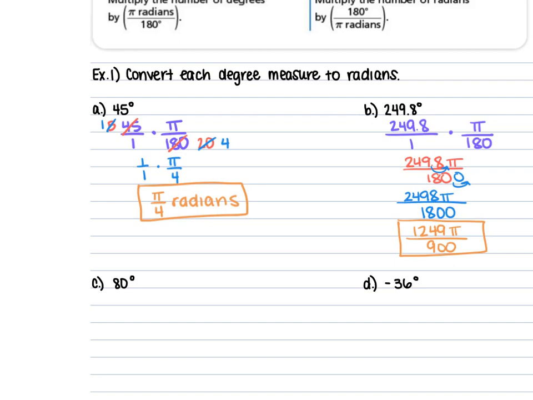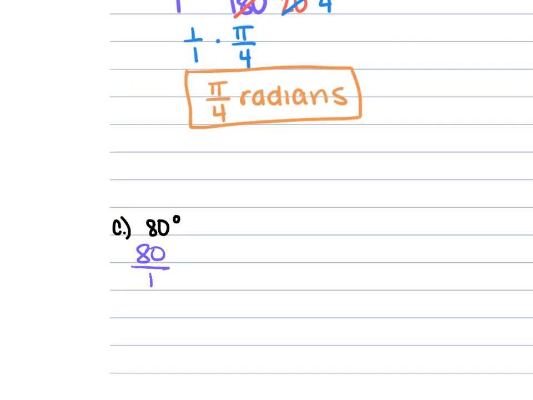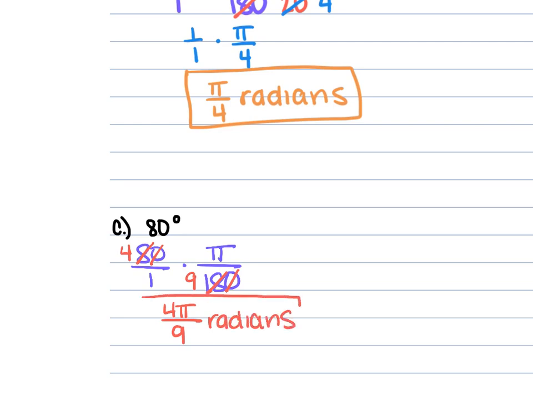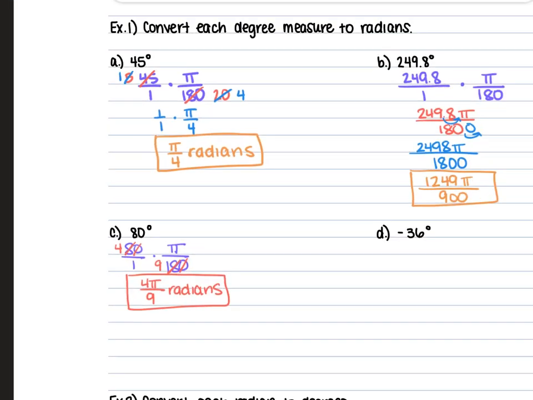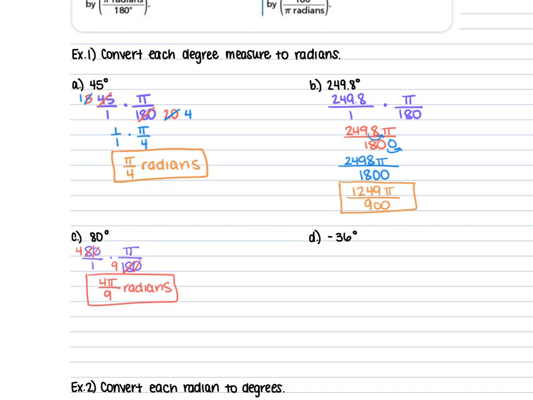For C, we're given 80 degrees, so we're going to turn it into 80 over 1 and multiply it by pi over 180. From here, this 180 and this 80 can simplify. Those zeros can cancel out. And then 8 and 18 are both divisible by 2. So the 8 is going to turn into a 4. The 18 turns into a 9. So that's just 4 pi over 9 radians. And with this one before, we should have written radians with this. So we're going to, oops. There we go. Write in the radians. And then we were done with that one.